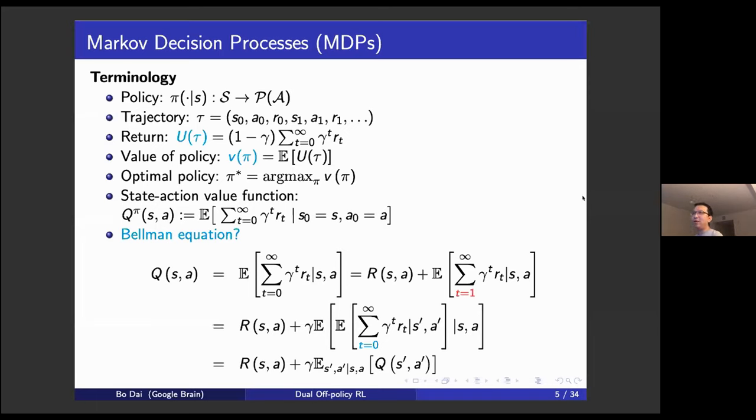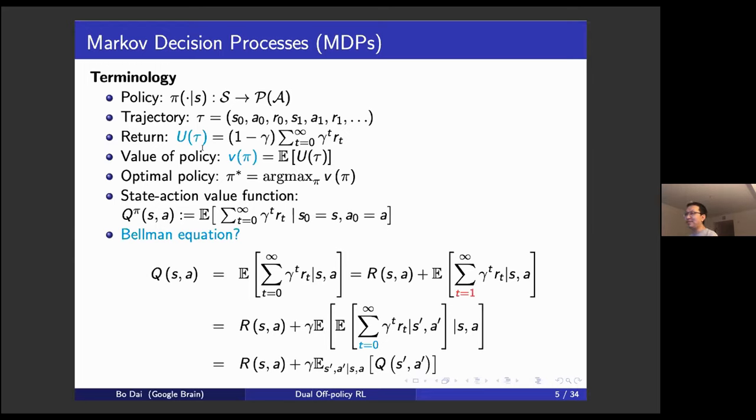And we define U-tau as the return of this trajectory, which is basically the geometrically discounted accumulated reward. And here, gamma is what I defined in previous slides, which is the scalar discount factor. That is defined to make sure this summation is always valid, always a convergent, finite value.